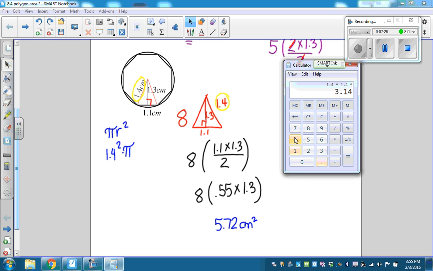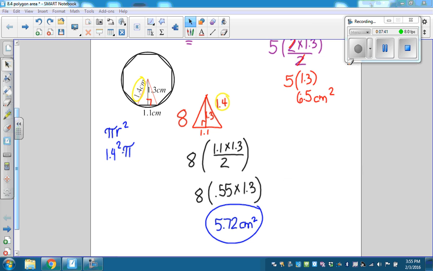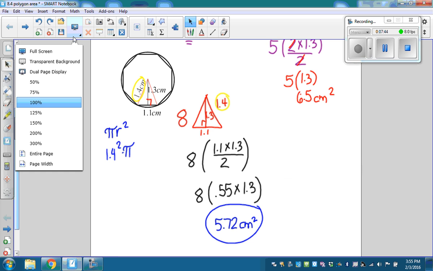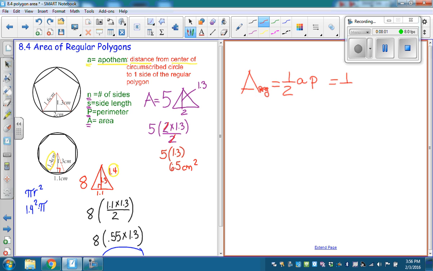And since I don't have the pi key handy and I'm just doing an estimate, my circle area is about 6, so it makes sense that my octagon area is a little bit smaller. Okay, so there's actually a formula for this, and basically the formula is: area of a regular polygon is 1/2 the apothem times the perimeter. And another way you'll see it is 1/2 the apothem times the side length times the number of sides.